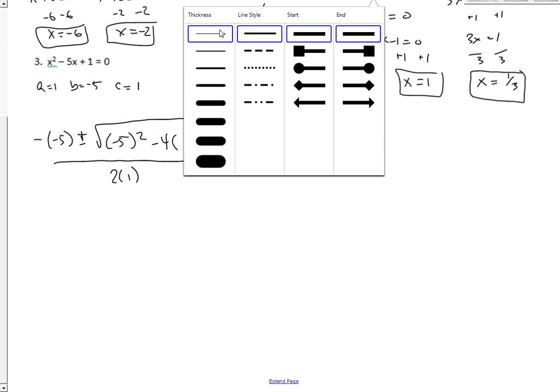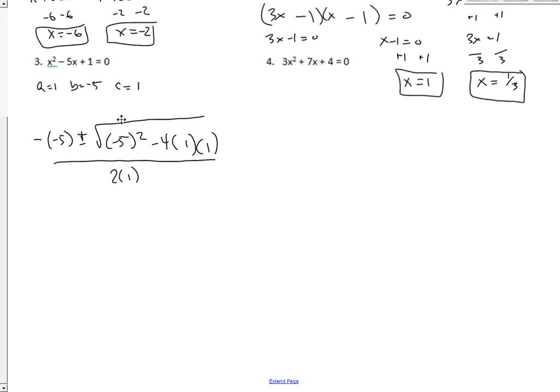And negative 5 squared is 25. And then 4 times 1 is 4, so minus 4. That is 21. So inside of here is 21. So I get 5 plus or minus the square root of 21 over 2. And 21, if I try to do the factor tree, I get 3 times 7, and I can't come up with any other factors. And the square root of 21 cannot be simplified. Therefore, I am done with that problem.